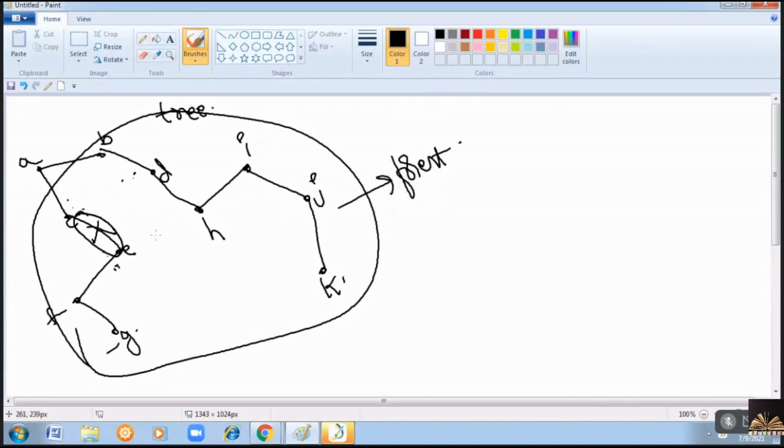Clear? A tree itself is connected. In a tree, if you remove some of the edges, you will get more connected trees. The union of those connected trees we will call a forest. A single tree is also called a forest.